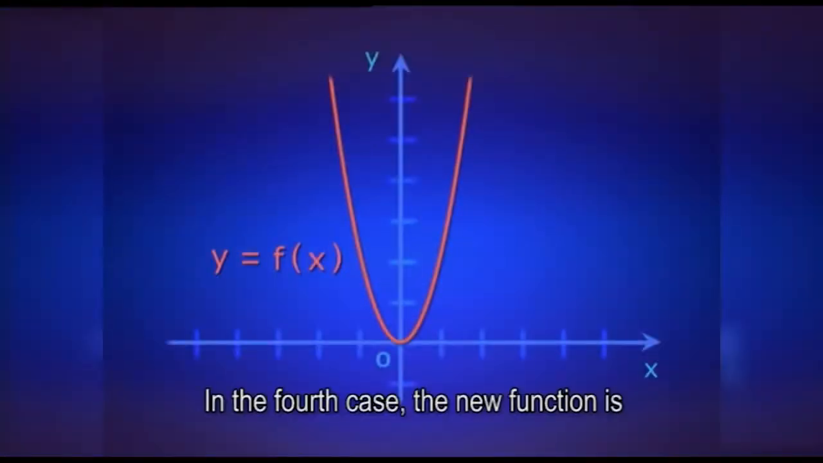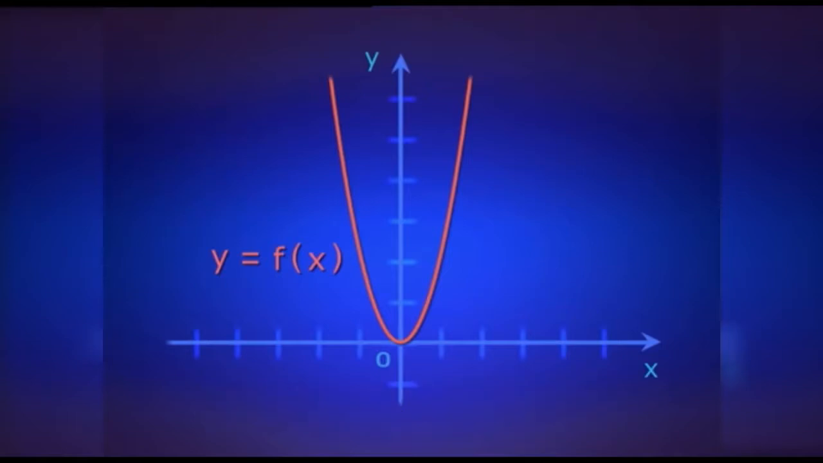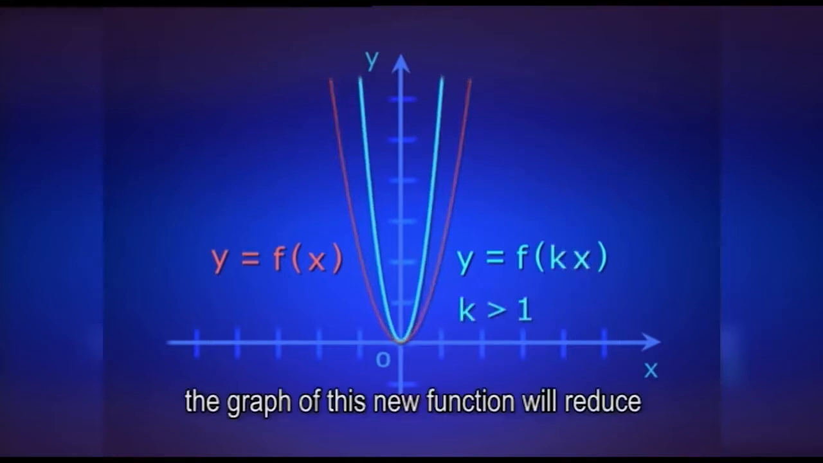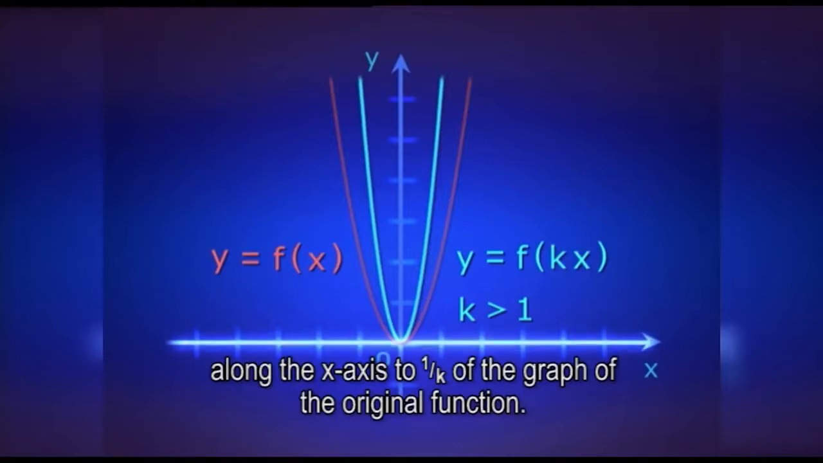In the fourth case, the original function of x becomes the function of k times x, while k is greater than 1, that is the independent variable times k. The graph of this new function will reduce along the x-axis to 1 over k of the graph of the original function.